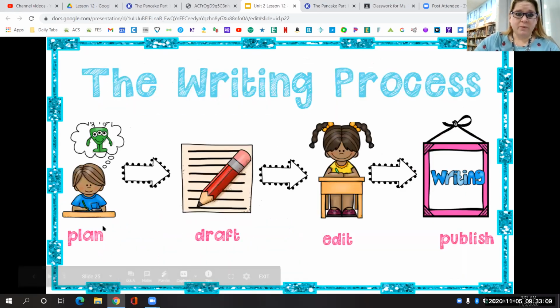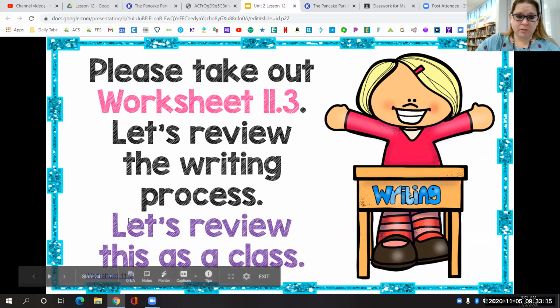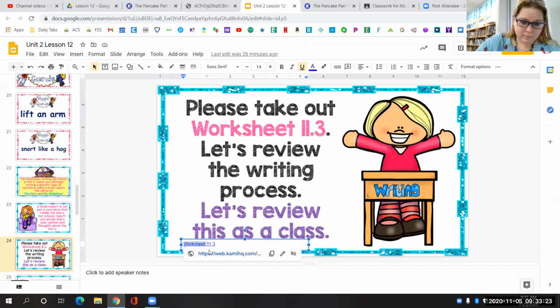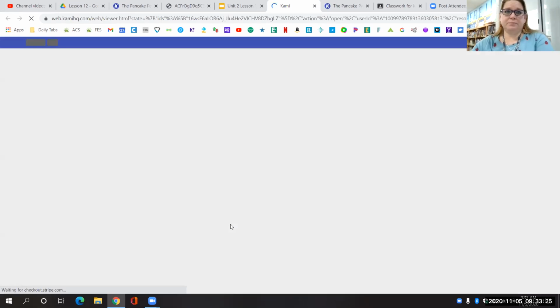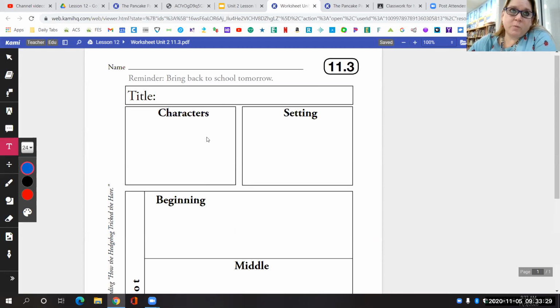Okay, so remember the writing process is you plan, you draft, you edit, and you publish. I put that in the wrong spot. I can't click on it now. Here, let me do this. Okay, so here is the sheet that you were supposed to work on yesterday for The Hare and the Hedgehog. You were supposed to tell me the characters. Who were the characters?